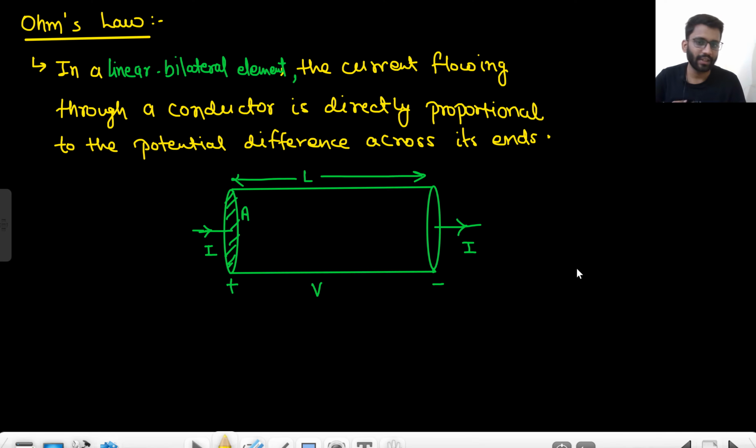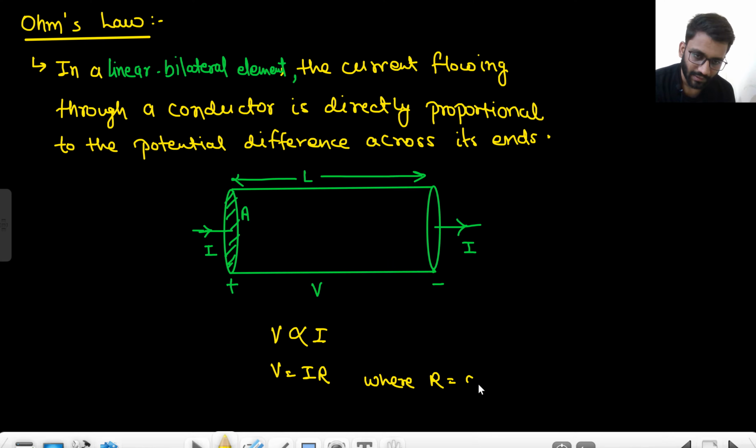The current flowing through a conductor is directly proportional to the voltage difference across it. So the voltage difference across it is directly proportional to the current. So V is equal to IR, where R is a constant known as resistance. V equals IR is basically Ohm's law.